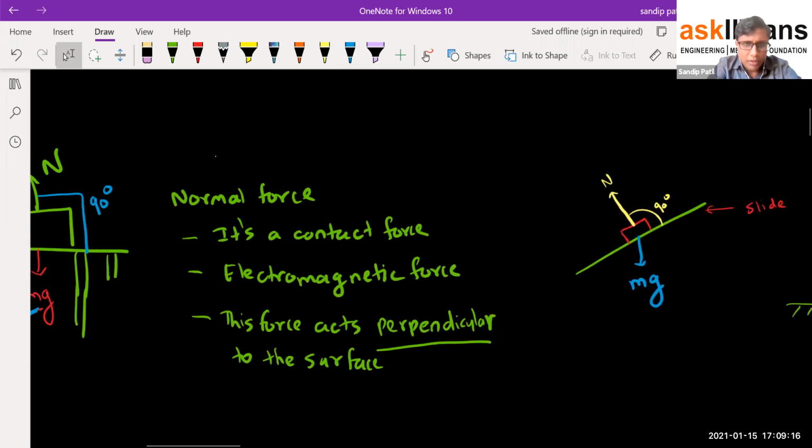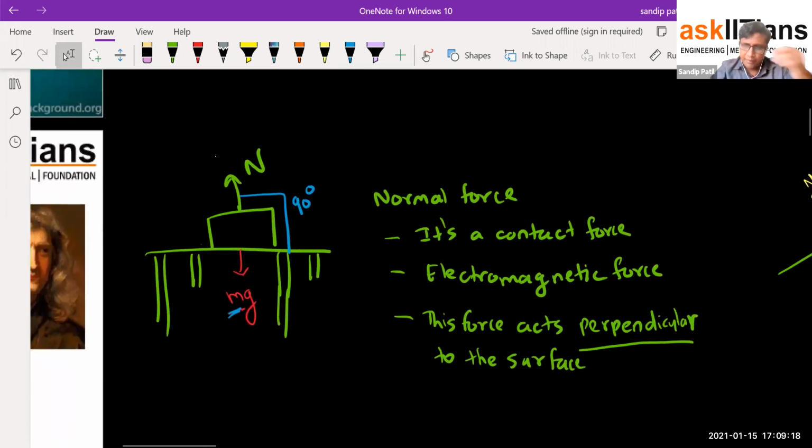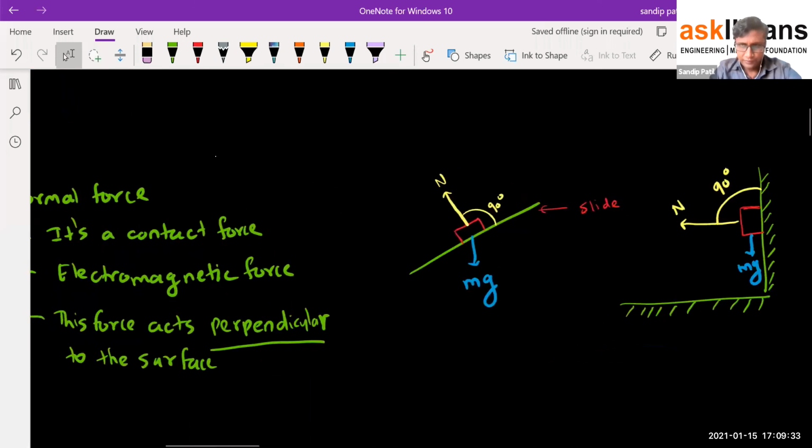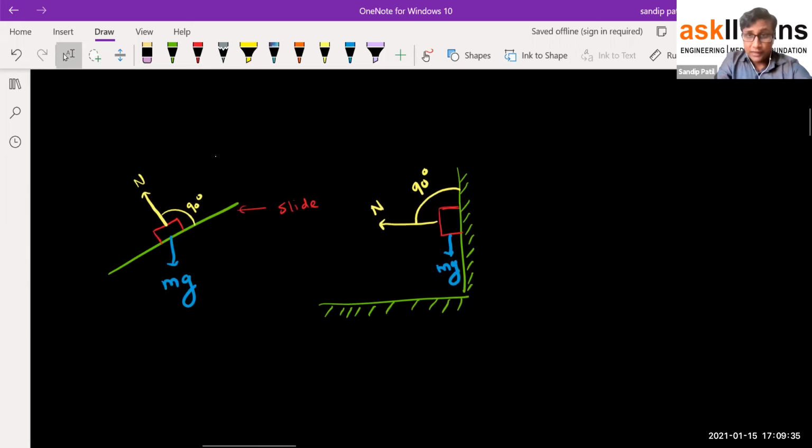So what have we learned about the normal? Three points are very important. First, it is a contact force, meaning obviously there should be contact between two objects. Then it is an electromagnetic force. And the most important thing is that this force acts perpendicular to the surface. Now, give me one quick answer to this question.